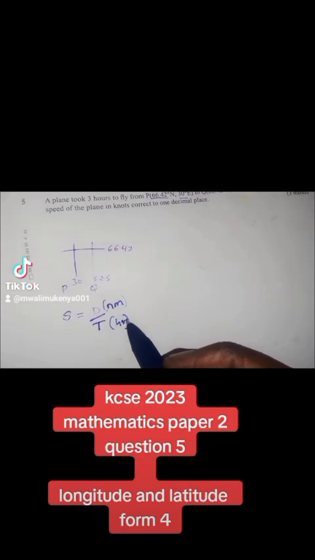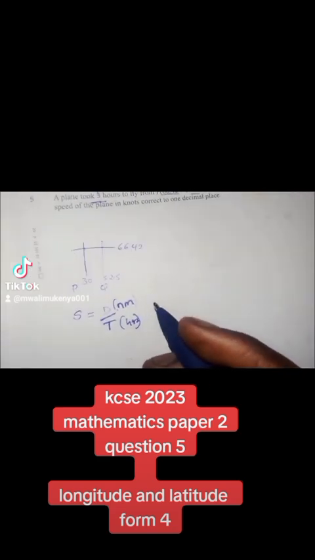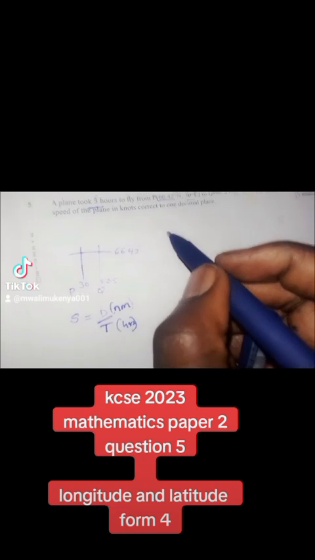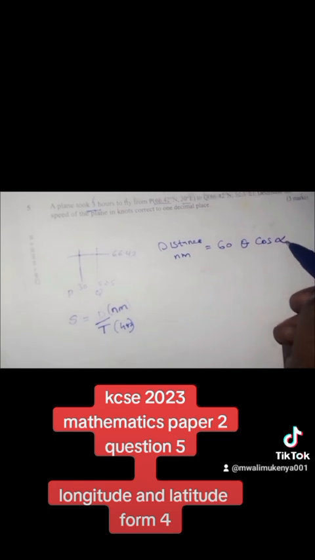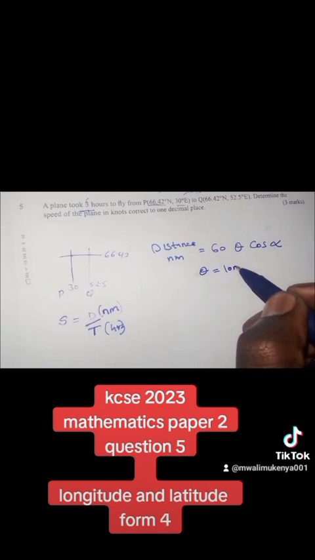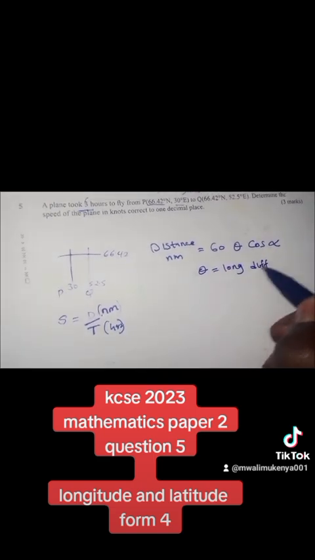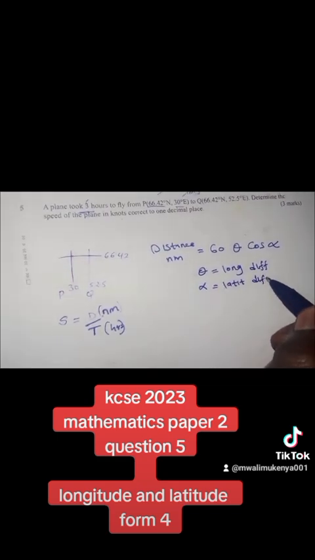If I look at my question, the time indicated here is already in hours, so we have no issue with that. What you are supposed to find now is the distance. So how do you find distance in nautical miles? The formula to find distance in nautical miles is 60 theta cos alpha. The theta for this case stands for the longitude difference, and the alpha stands for the latitude angle.